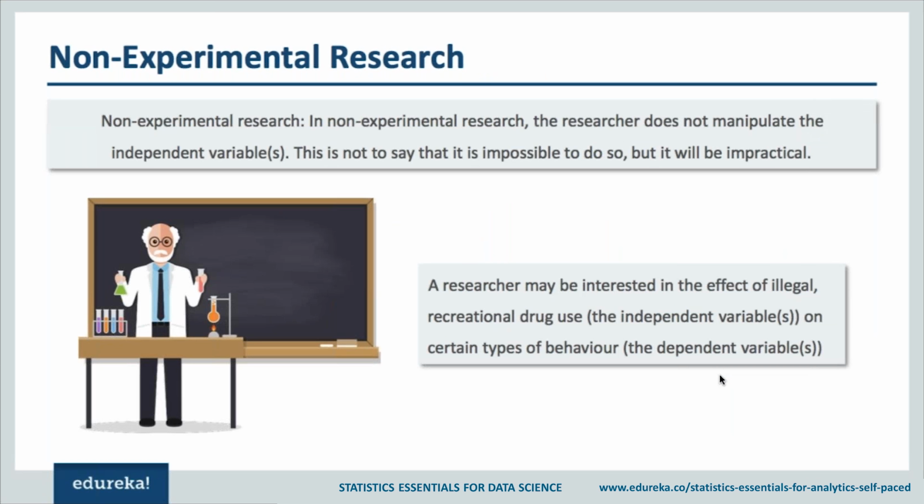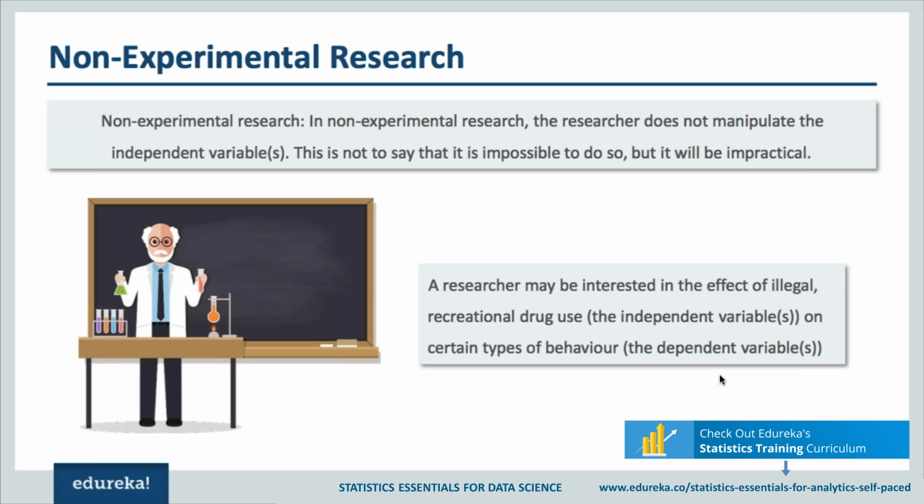Another example is non-experimental research. In non-experimental research, the researcher does not manipulate the independent variable. We're not changing the independent variable. This is not to say that it is impossible, but it would be impractical. Let's say the researcher is interested in the effect of illegal recreational drug use, which is the independent variable in this case, on certain types of behavior.